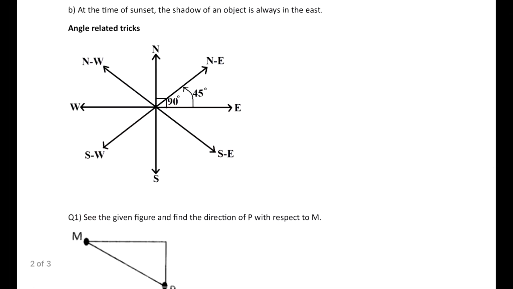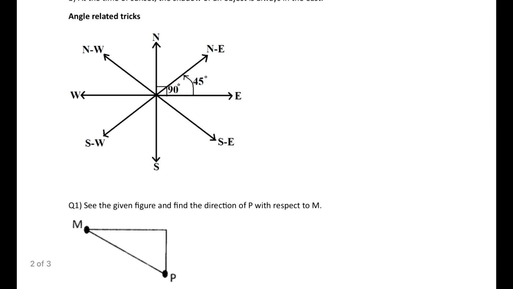Now coming to the angle-related tricks. Generally, 80% of the time the examiner gives you angles which can be broken down into 90 and 45 degrees. Based on that you will do your calculation. For example, someone asks you to take a 270-degree turn, so it's technically 90 into 3. That means that person is asking you to take 90-degree turns 3 times, but there is a catch.